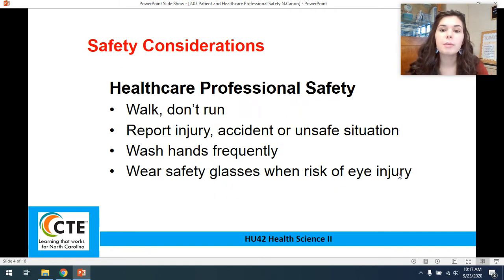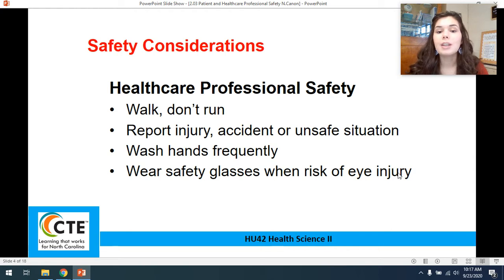When we're looking at healthcare professional safety, the first and most important thing to remember is to walk and not run. It can be really easy in a hospital or a healthcare facility to start running when you are busy and you have a million things going on, you have lots of patients to see, or maybe there is a potential code or something where you feel like you need to run. But running is one of the things that leads to trips and falls and leads to workers' compensation claims and injuries. And so it's really important that as a healthcare professional, you do learn to walk and not run and don't let your adrenaline kick in and take over.